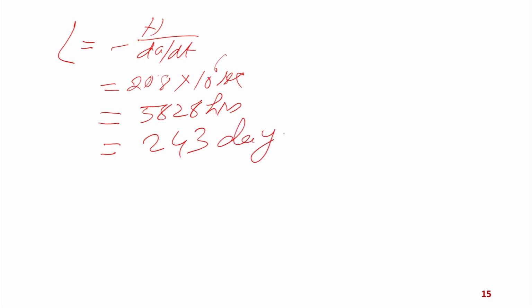So, if you do not do anything, the satellite from its orbit height of 400 kilometers will get deorbited, it would be lost within 243 days.